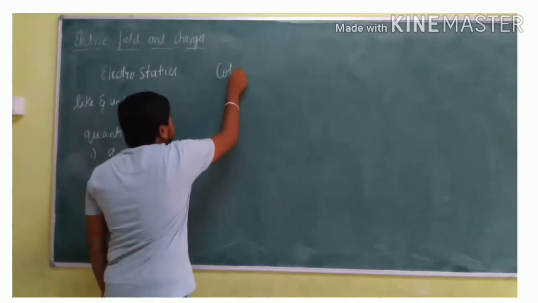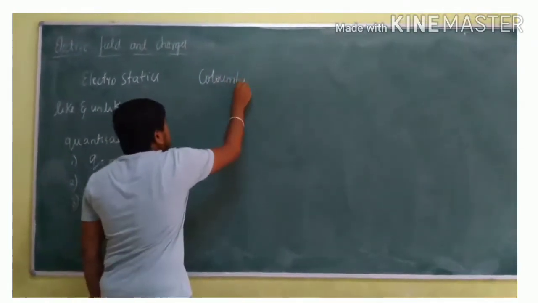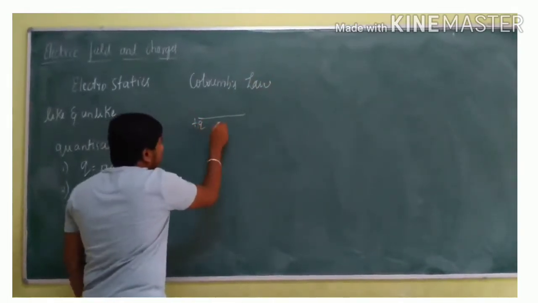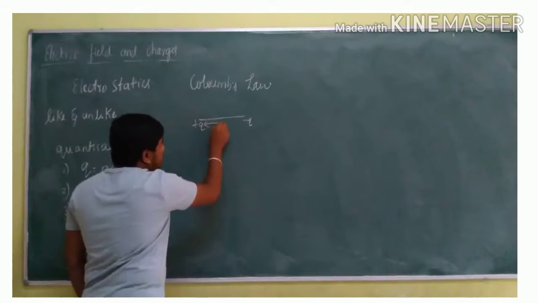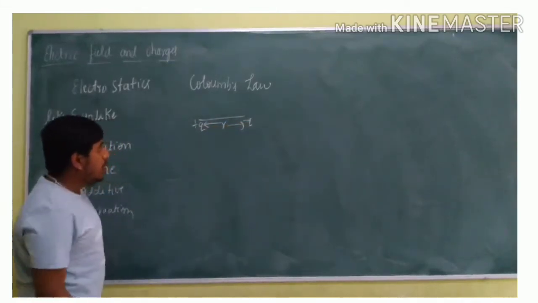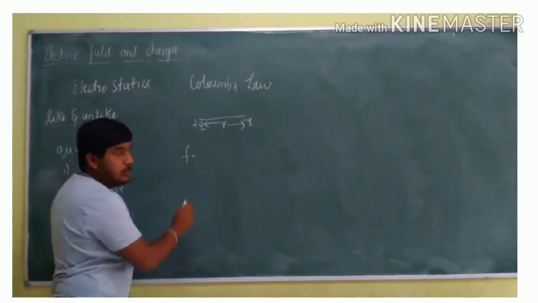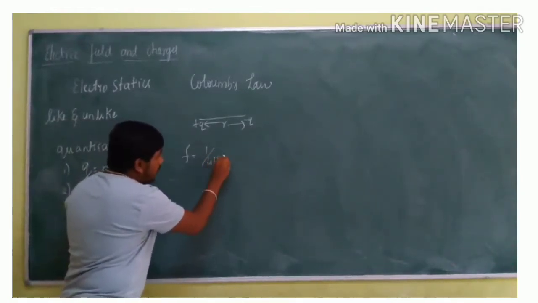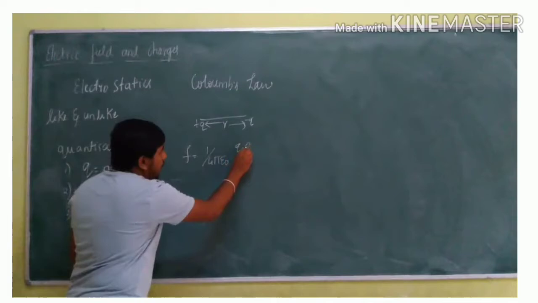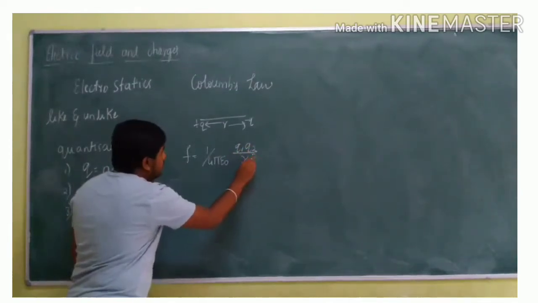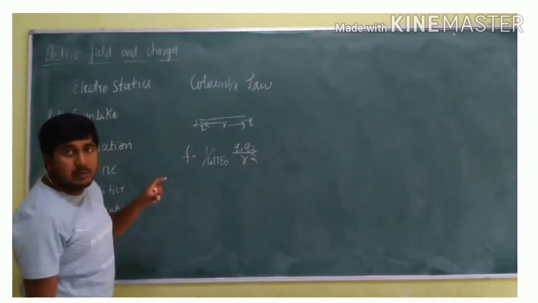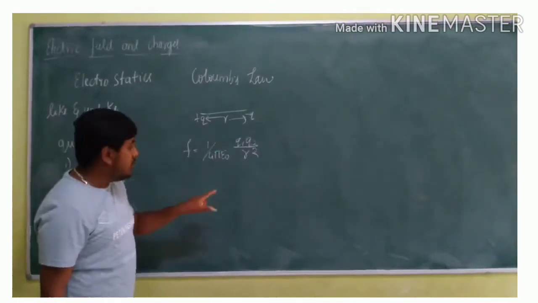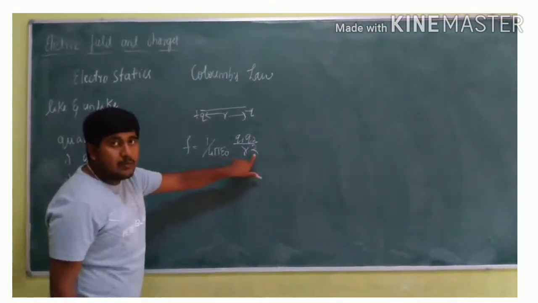What is Coulomb's law? When any two charges are separated by a distance r, the force of attraction or repulsion between them is given by the formula F is equal to 1 by 4 pi epsilon times q1 q2 divided by r square. The force of attraction or repulsion between two charges is directly proportional to the product of the magnitudes of the charges and inversely proportional to the square of the distance between them.